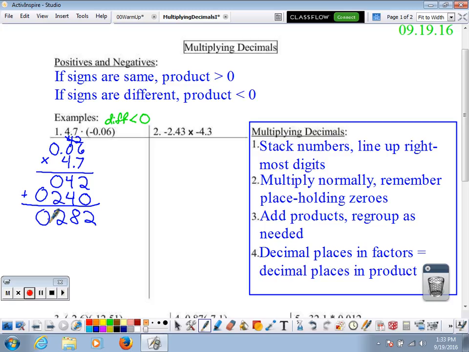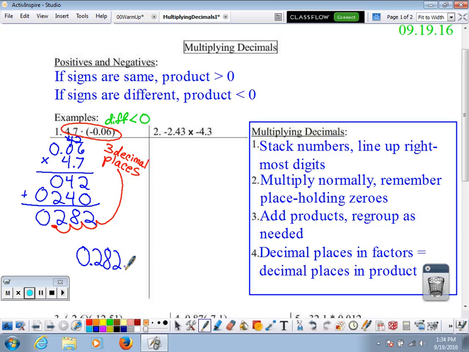So finally, the last piece that I need to do is I need to know how many decimal points to use. Okay, so I look at my original factors, and there are 3 decimal places in my factors, which means I need 3 decimal places, 1, 2, 3, in my product. So our final product here is going to be 0.282.